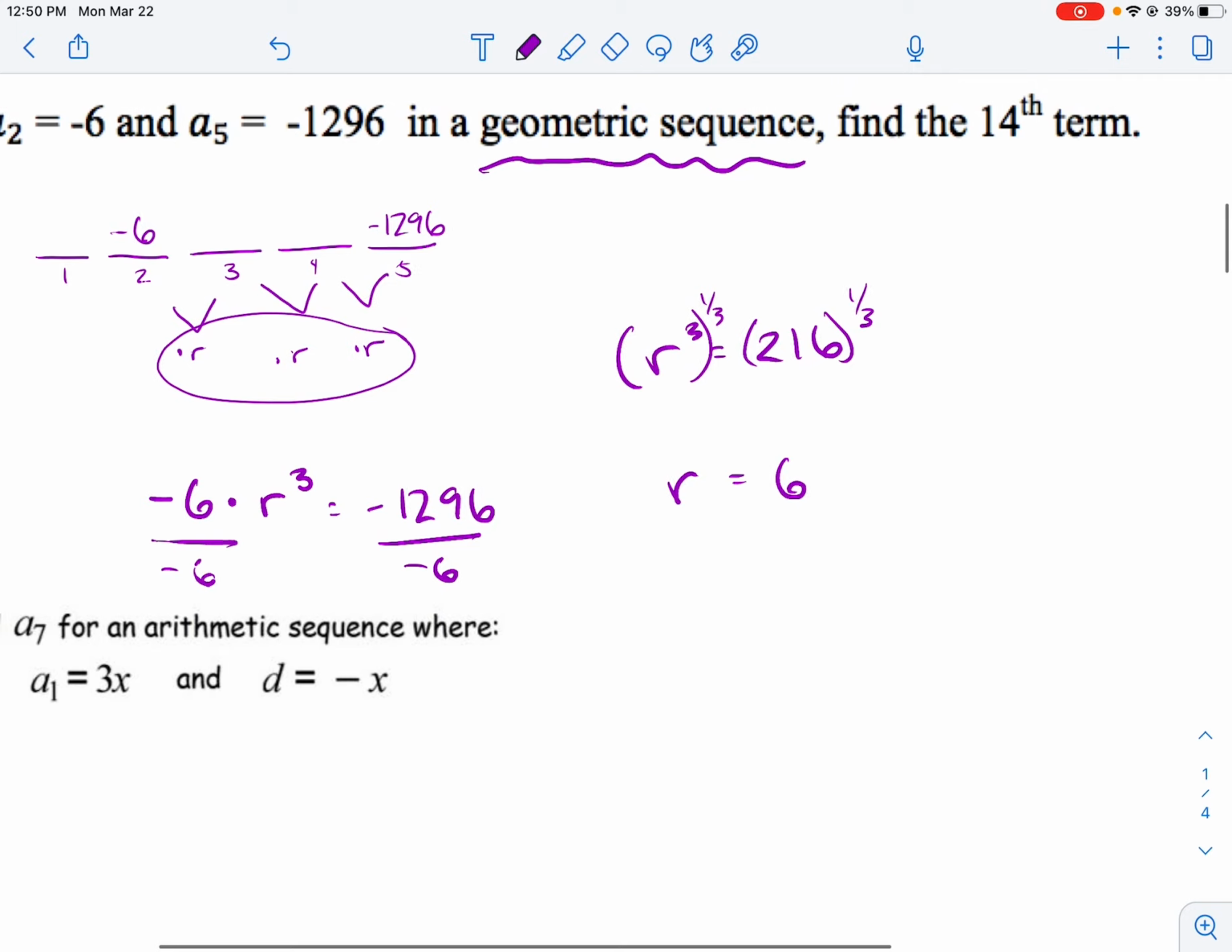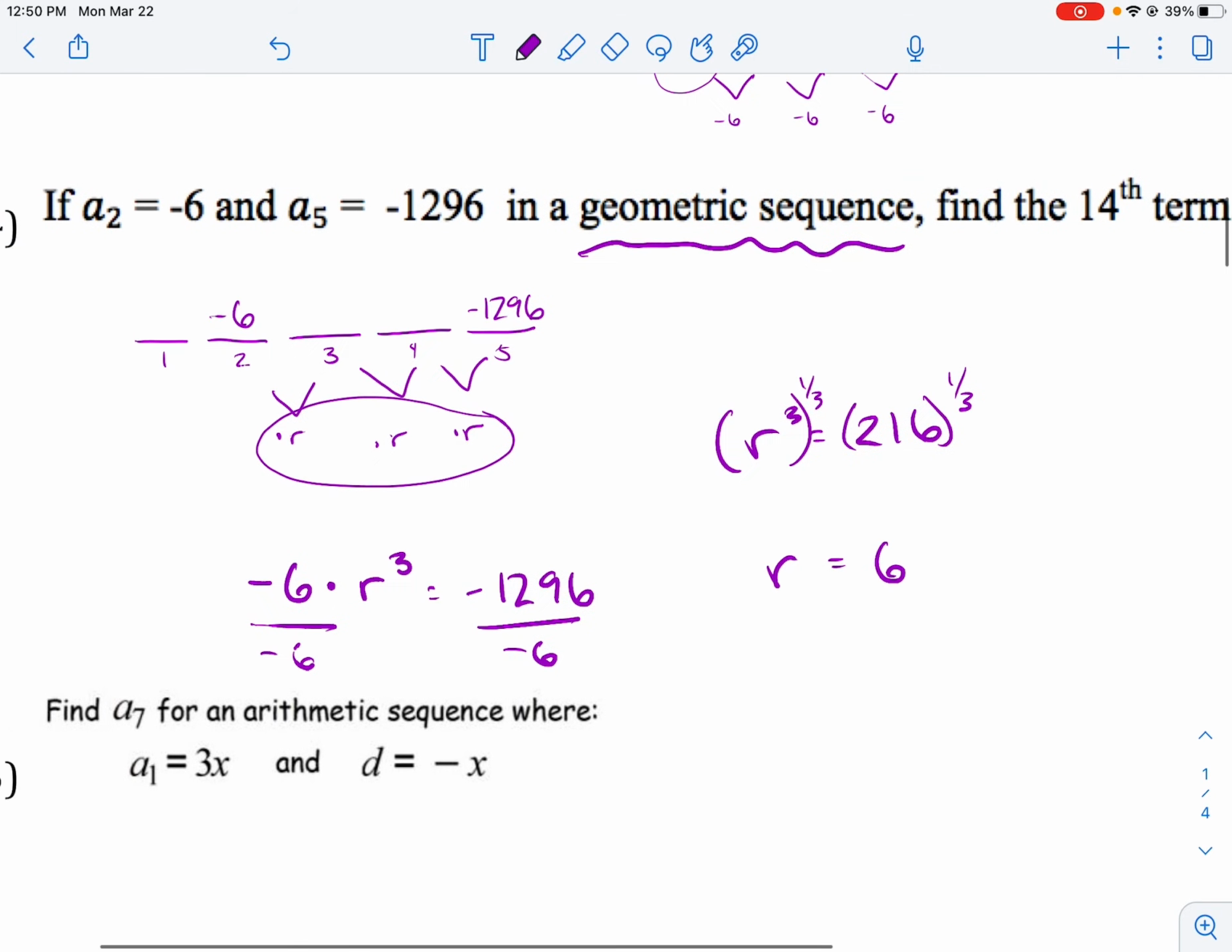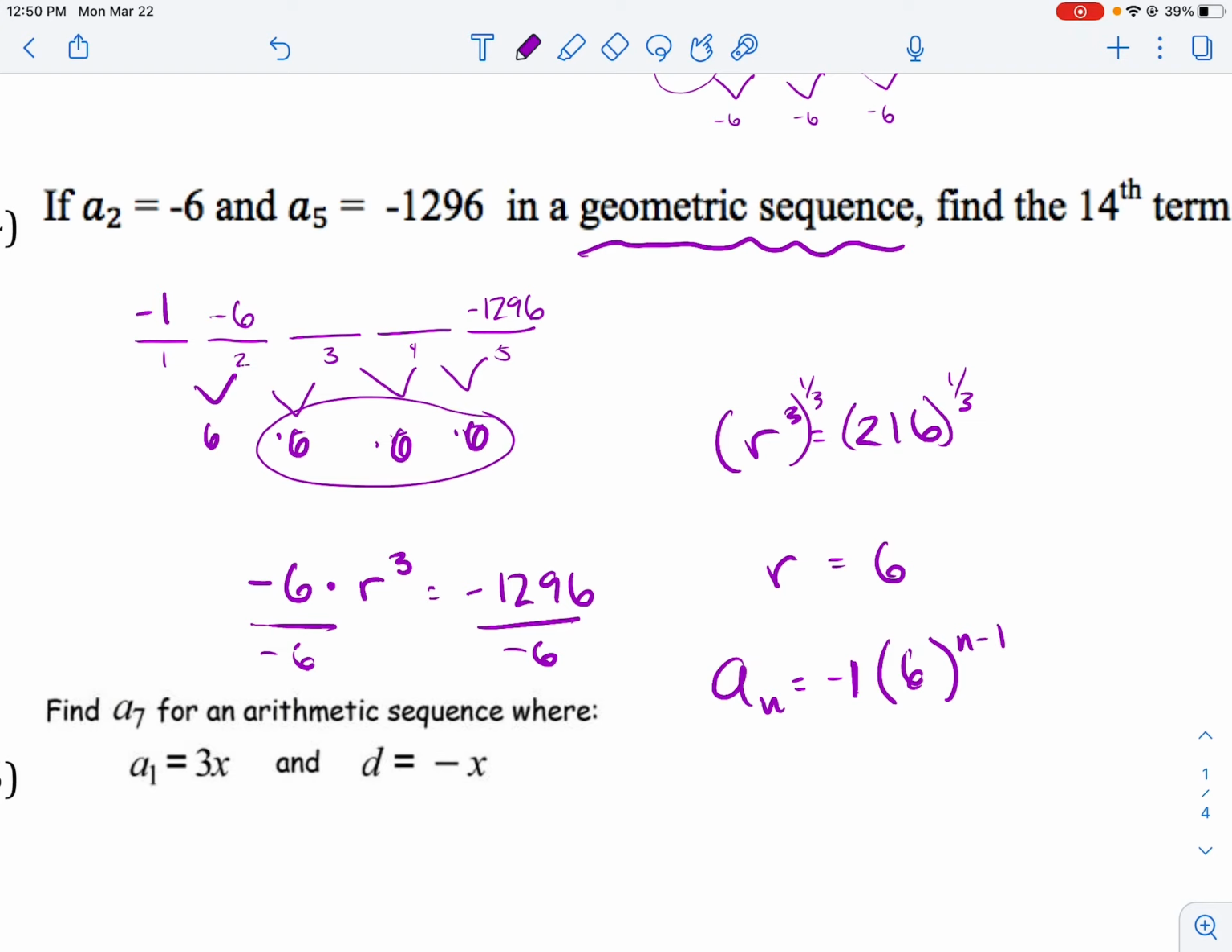And now we just need to find our first term. Because we're multiplying by 6 to get all the way out there, 6, 6, to go back to our first term, I have to divide by 6. So -6 divided by 6 is -1. Okay. And so we have everything we need. a sub n is equal to our first term times our common ratio to the n minus 1.